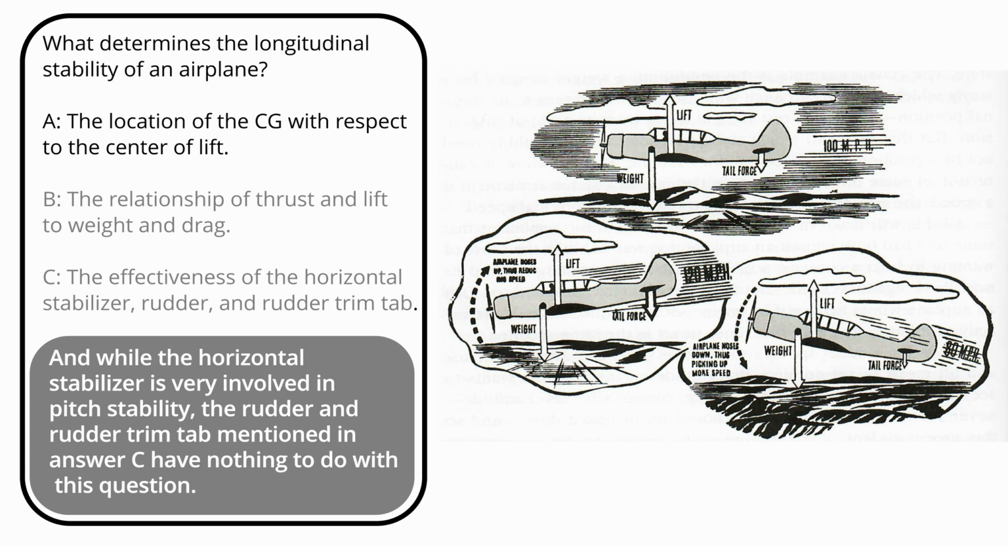Answer B refers to the four forces of flight, which are related to performance, not stability. And while the horizontal stabilizer is very involved in pitch stability, the rudder and rudder trim tab mentioned in answer C have nothing to do with this question.